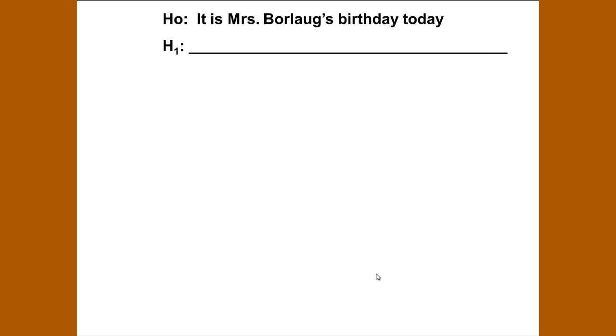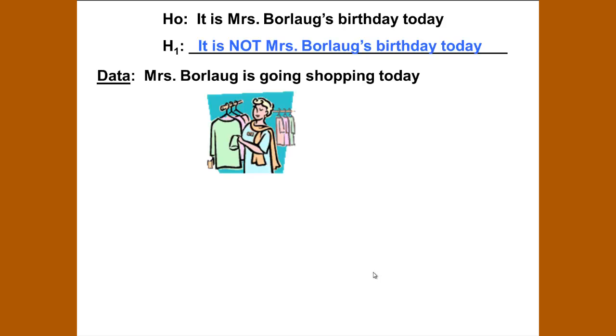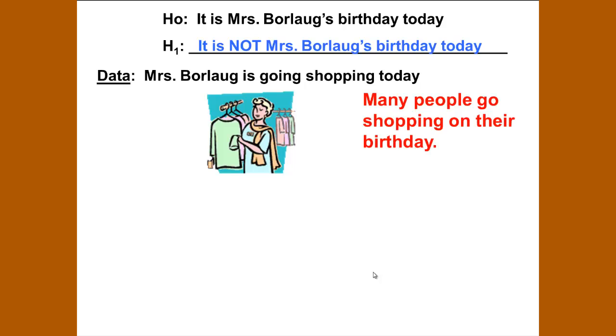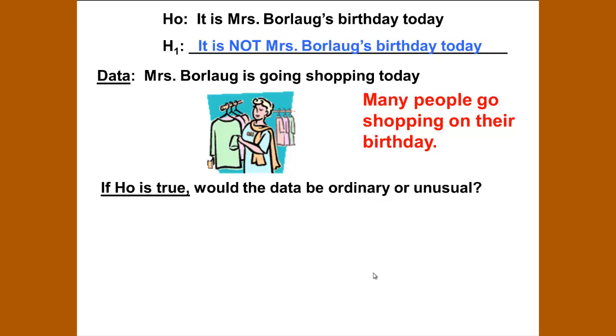H0 says it is Mrs. Borlaug's birthday today, and H1 says it is not Mrs. Borlaug's birthday today. Mrs. Borlaug is going shopping today. Many people go shopping on their birthday. If H0 is true, it is Mrs. Borlaug's birthday today, would the data be ordinary or unusual? Well, going shopping is not unusual. Therefore, it is ordinary.